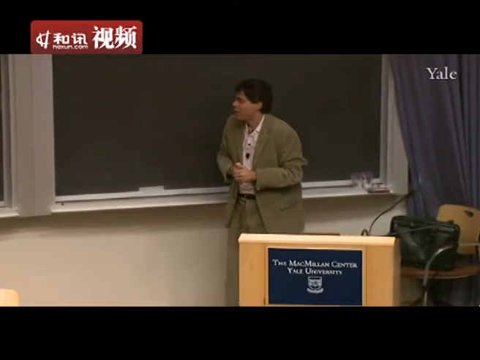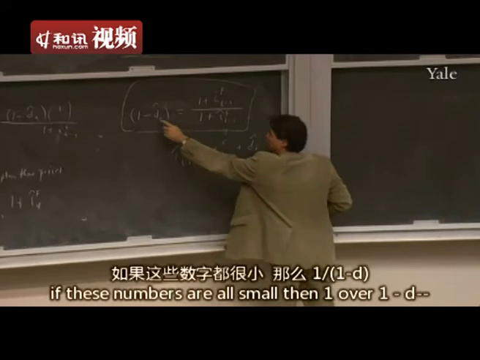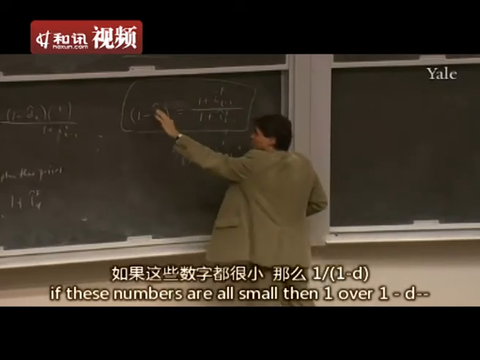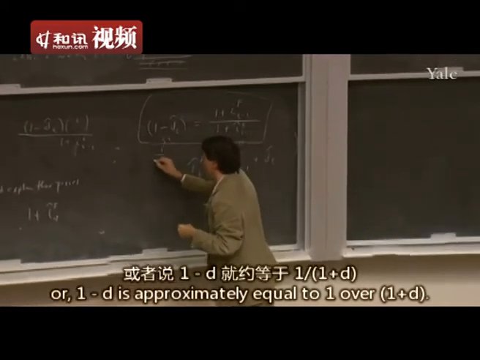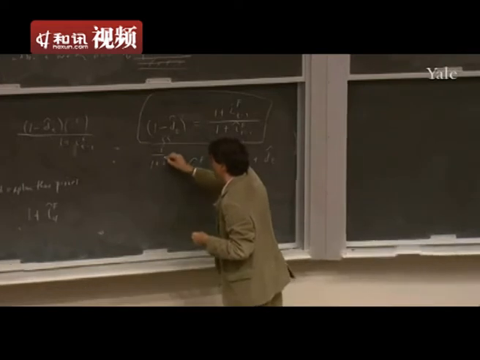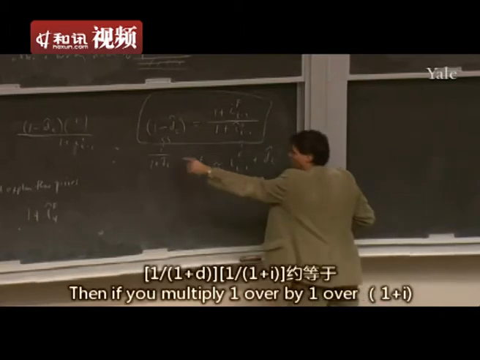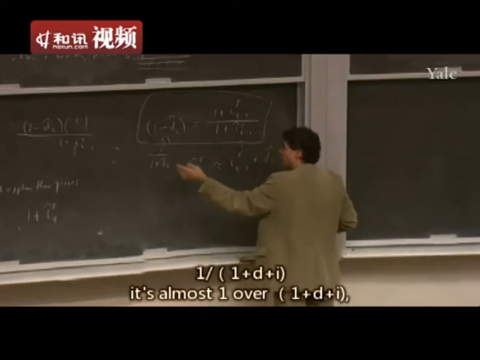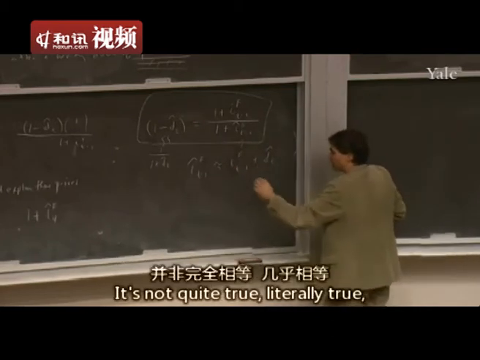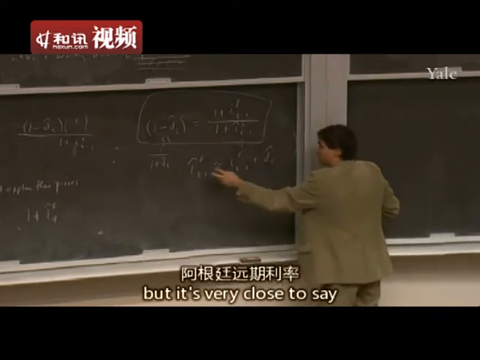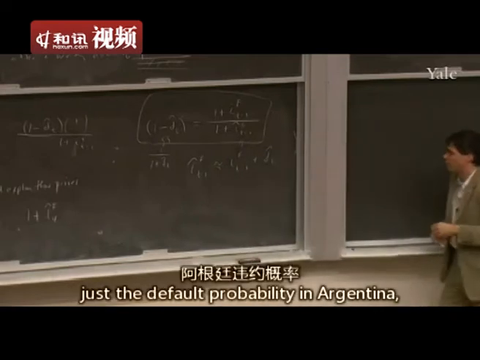Okay, so that's all I wanted to say. The one last thing to say is that if these numbers are all small, then 1 minus d is approximately equal to 1 over 1 plus d. If d is very small, those are practically the same things. And then if you multiply 1 over 1 plus d by 1 over 1 plus i, it's almost 1 over 1 plus d plus i. It's not quite literally true, but it's very close to say that the gap between Argentinian forwards and American forwards is just the default probability in Argentina.